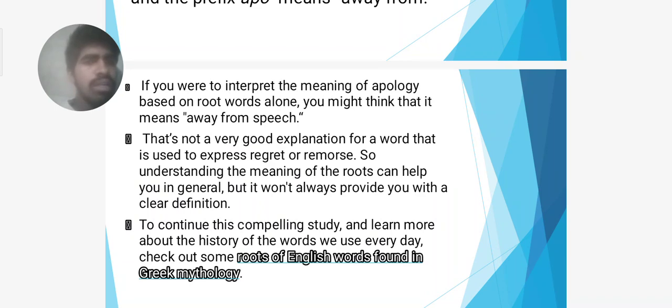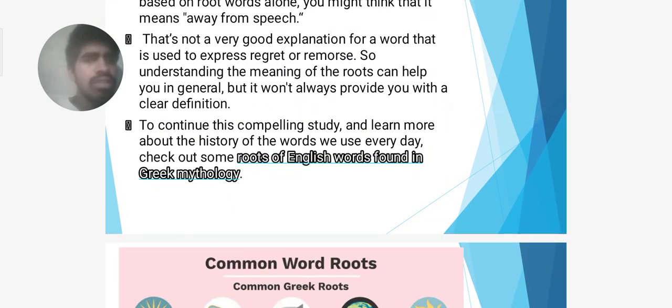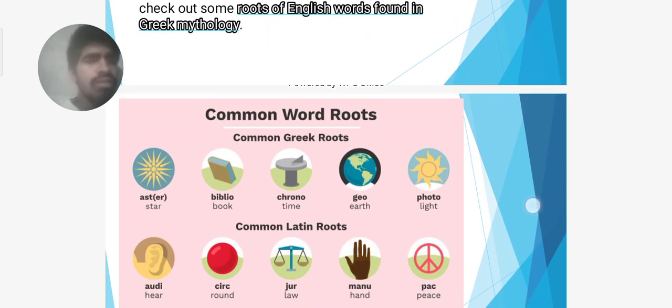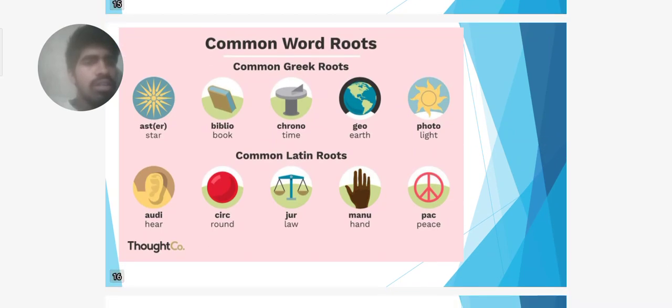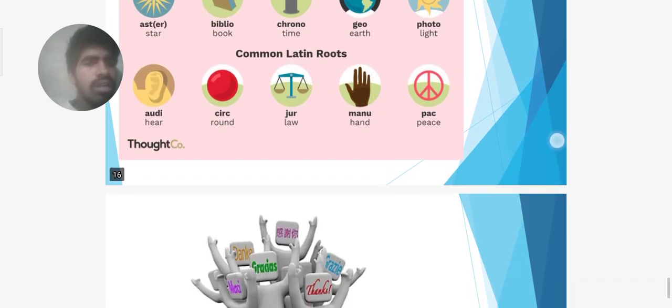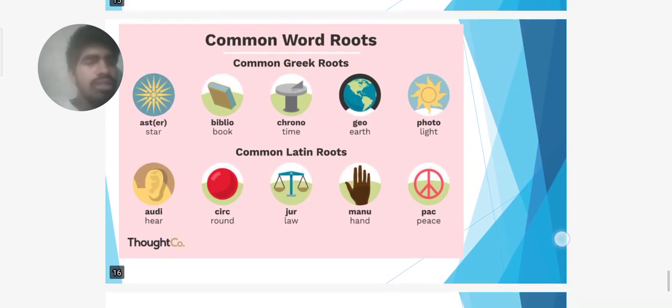So understanding the meaning of root words can help you in general, but it won't always provide a clear definition. To continue this study and learn more about the history of the words we use every day, check out some roots of English words found in Greek mythology. Here are common Greek roots: astro, star; biblio, book; chrono, time; geo, earth; photo, light; pac, peace; manu, hand; circ, round. These are all common root words from the Greek.